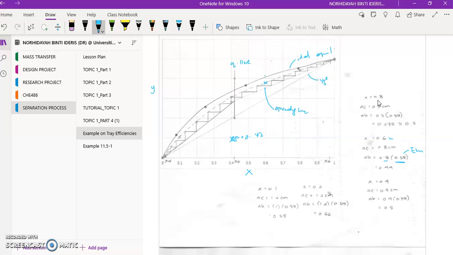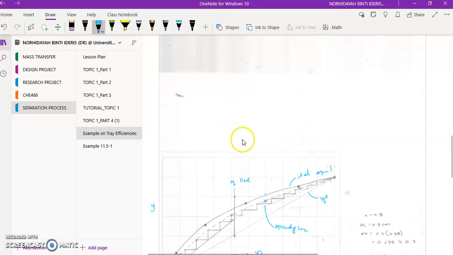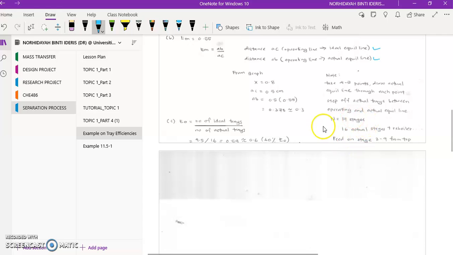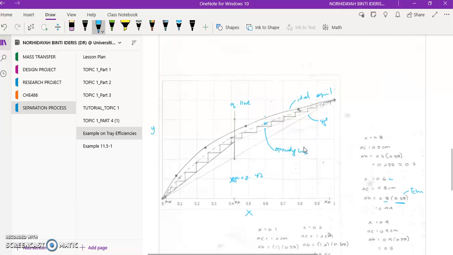In order for you to find the number of stages required, you just need to step off, starting from the xD here. The step is similar. You can see that the number of stages will increase. After you're done calculating the number of stages from the xD until the xW, it will give you the number of stages of about 7.0 stages, which is representing 16 actual stages plus reboiler, and the feed on the stage about 8 to 9 from the top. So that's how you're going to plot a graph for the actual equilibrium line.